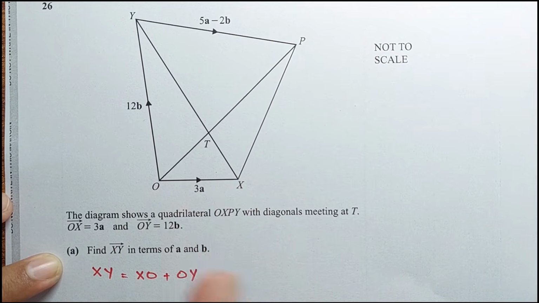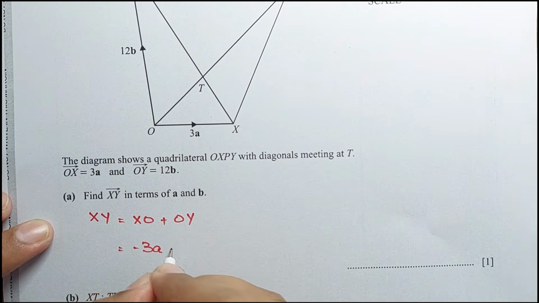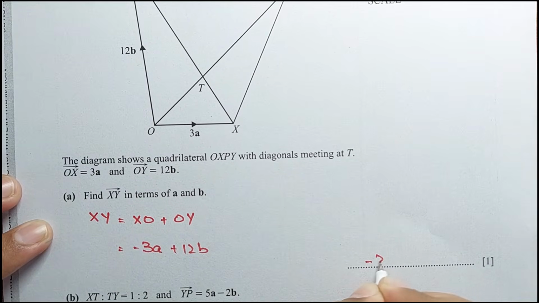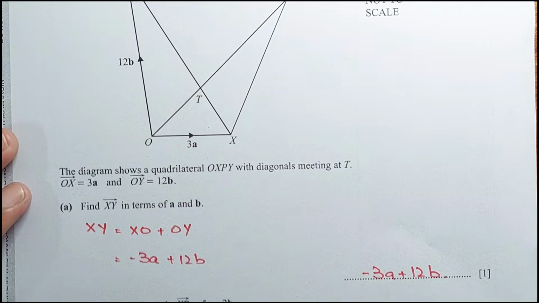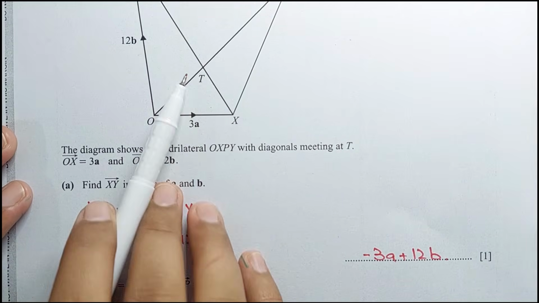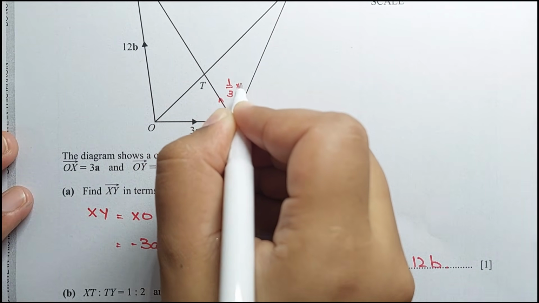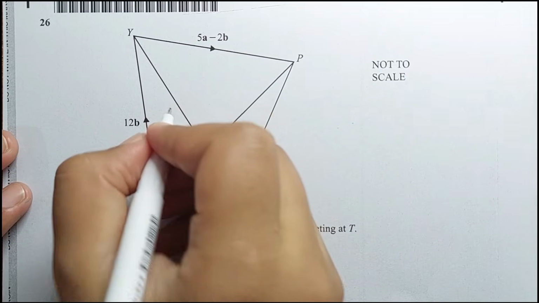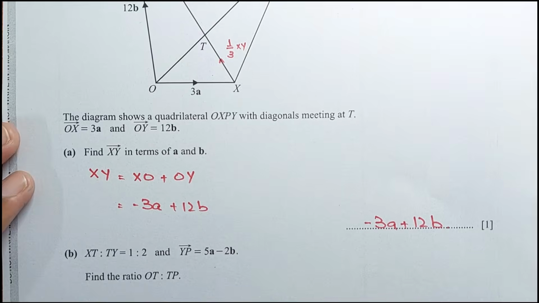When you move X to O it is negative 3a, and when you move from O to Y it is positive 12b. So minus 3a plus 12b is the value for XY. Okay, now for part B we have TY, X to T and T to Y. This is in the ratio of 1 and 2. X to T is 1 by 3 of XY and T to Y is 2 by 3 of XY. We have XY, right? Minus 3a plus 12b.